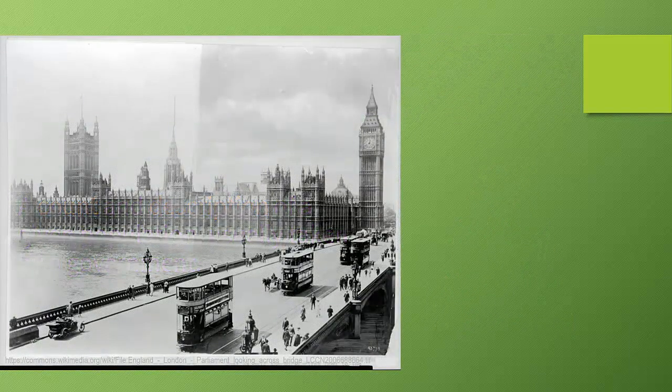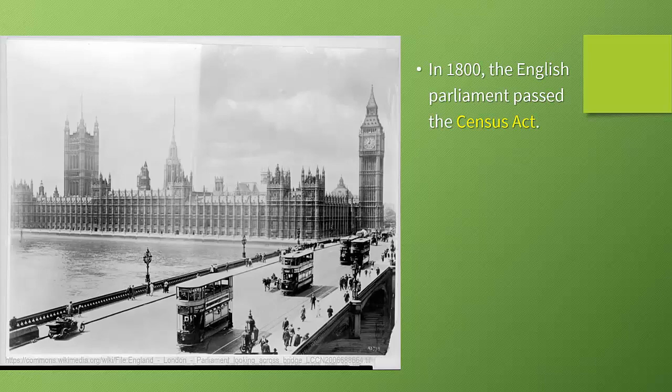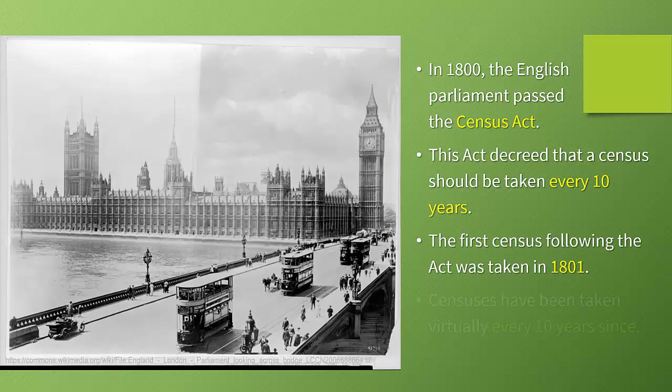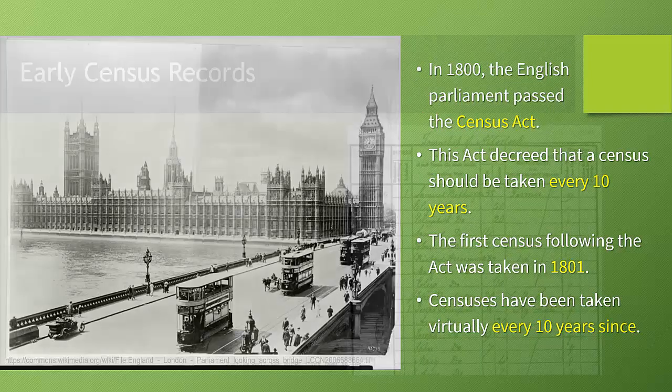Now let's talk about how the census got started in England. In 1800, the English Parliament passed the Census Act. This act decreed that a census should be taken every 10 years. The first census following the act was taken in 1801, and censuses have been taken virtually every 10 years since.